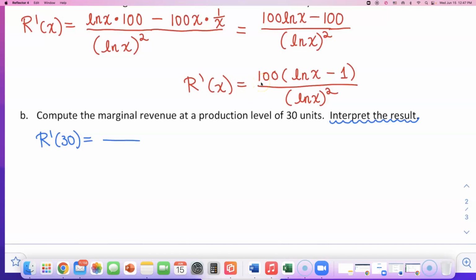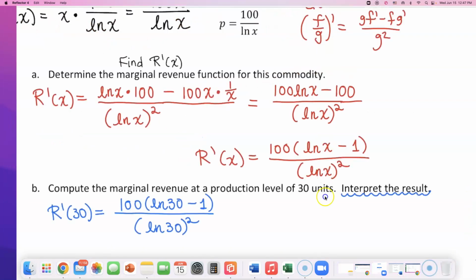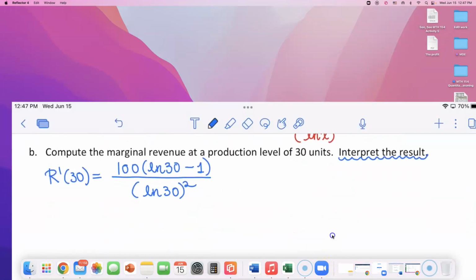Okay, so I have 100 times natural log of 30 minus 1 as my numerator, and the denominator is going to be natural log of 30 squared. All right, we'll need a calculator to evaluate that, so I'll go open one up.